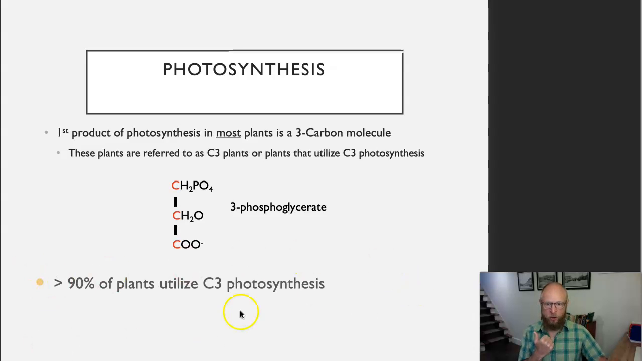More than 90% of plants utilize C3 photosynthesis. So that's why we're going to start talking about it. And then we're going to talk about the different types of photosynthesis and contrast them to C3.